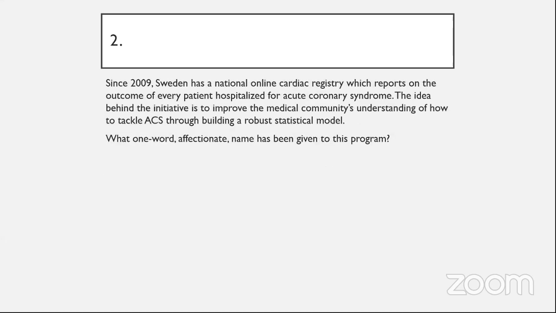Second one, since 2009, Sweden has a national online cardiac registry which reports on the outcome of every patient hospitalized for acute coronary syndrome. The idea behind the initiative is to improve the medical community's understanding of how to tackle ACS through building a robust statistical model. What 1-word affectionate name has been given to this program? Affectionate being a clue to help you get to the answer.